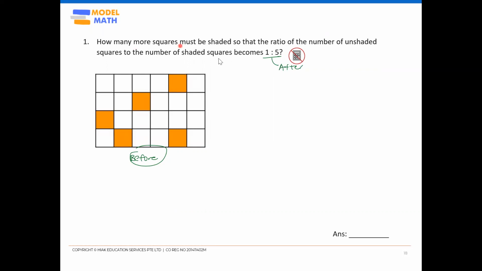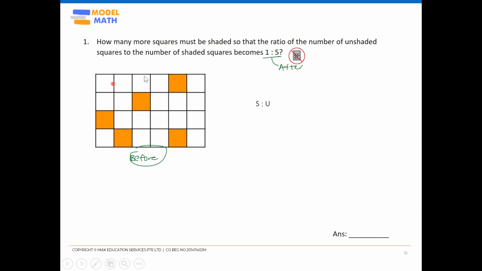So how many more squares to be shaded? That would be the change. For such a question, use a before-change-after diagram to help you solve. Let's record that down first. For my before, I will have shaded to unshaded. So you need to go and count. A quick way to count: shaded is just 5, 1, 2, 3, 4, 5. Unshaded, just use the total minus the shaded.